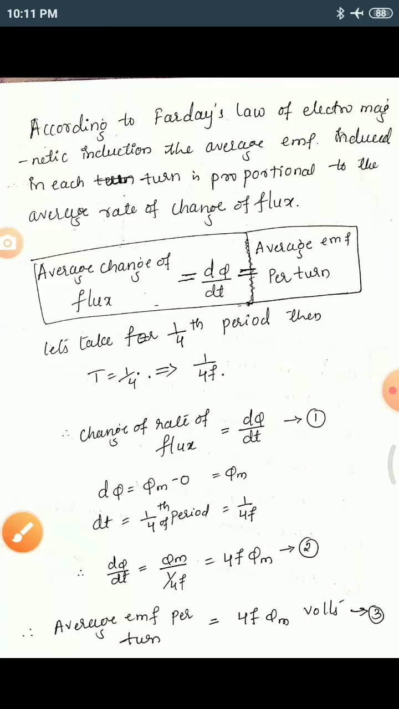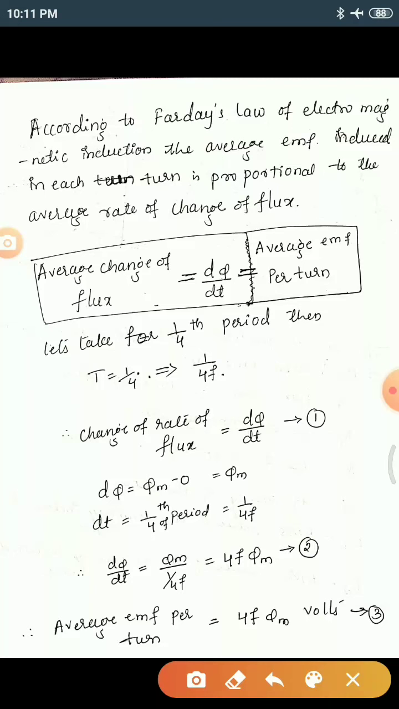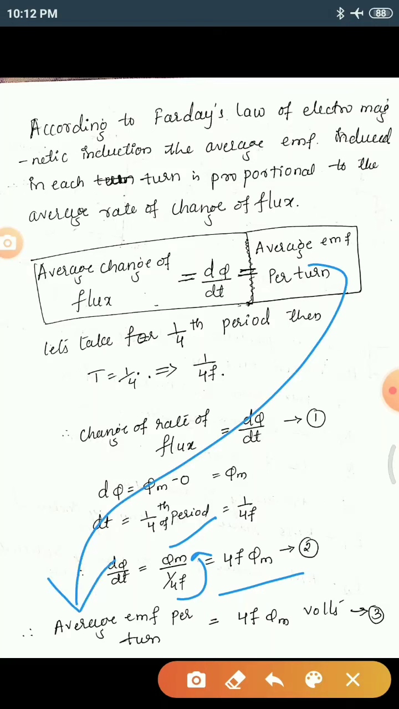Okay, now we have got dφ by dt. dφ is φm divided by dt, which is 1 by 4f. So this 4f goes up, and then dφ by dt will be 4fφm. Once you got this, define that the average EMF per turn will be equal to the rate of change of flux, that is nothing but 4fφm volts. Call this equation number 3.